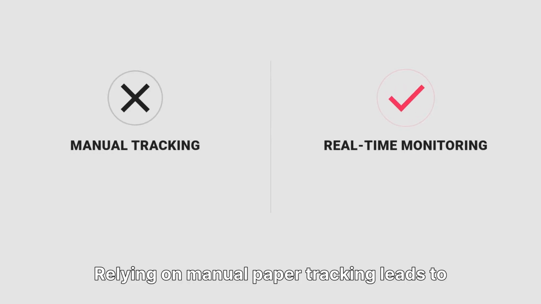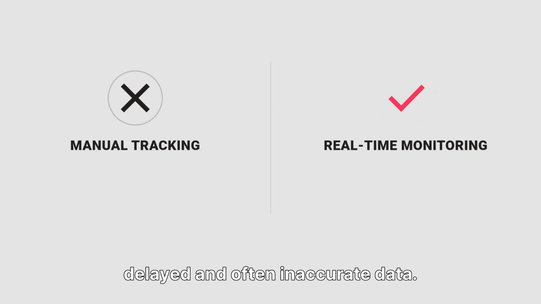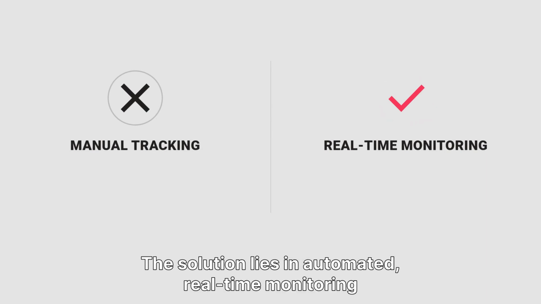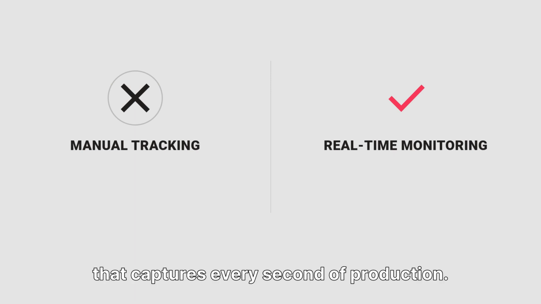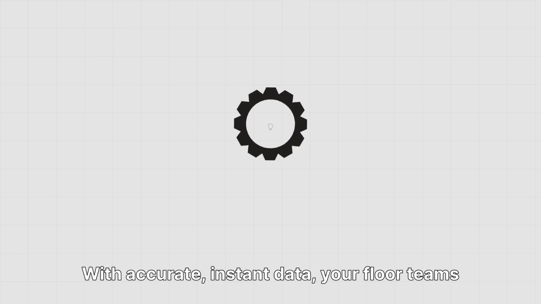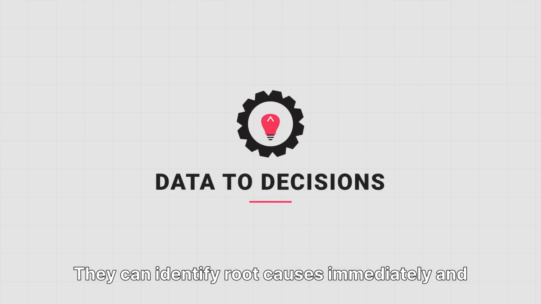Relying on manual paper tracking leads to delayed and often inaccurate data. The solution lies in automated, real-time monitoring that captures every second of production. With accurate, instant data, your floor teams are empowered to act. They can identify root causes immediately and implement targeted improvements, shifting from reactive firefighting to proactive optimization.